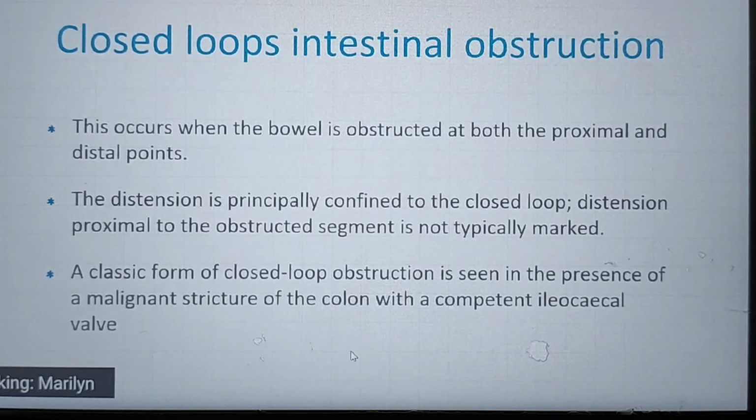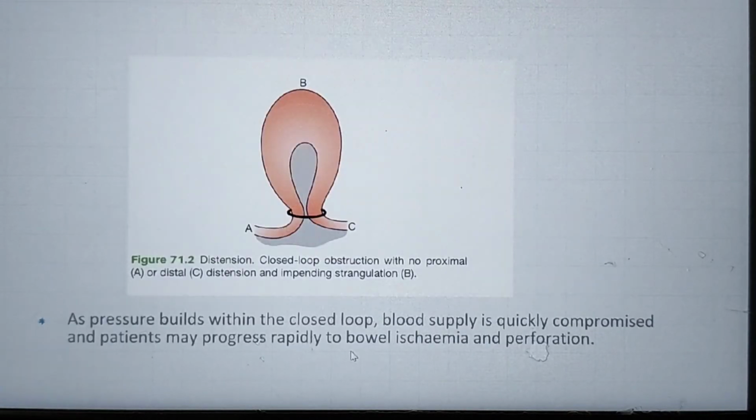This diagram will further show regarding the closed loop bowel obstruction. We can see point A is the point proximal to the obstruction, and point C is the point distal to the obstruction. So in other types of intestinal obstruction, the dilatation will occur at point A, but in closed loop bowel obstruction, the dilatation is prominent at point B. Okay, as pressure builds within the closed loop, blood supply is quickly compromised and patients with closed loop obstruction may progress rapidly to bowel edema and also perforation.